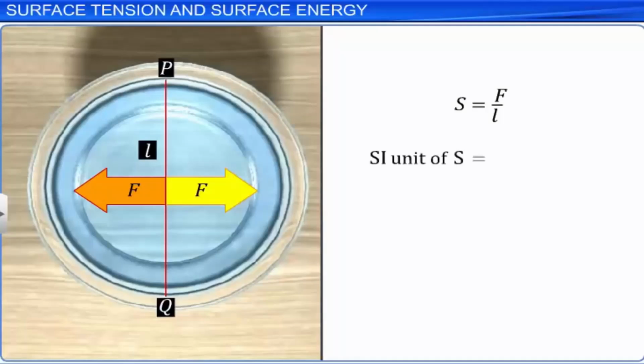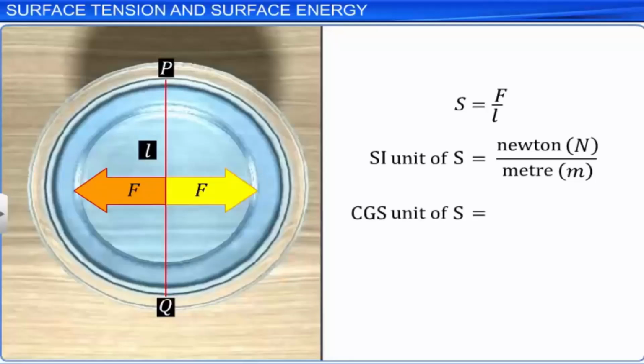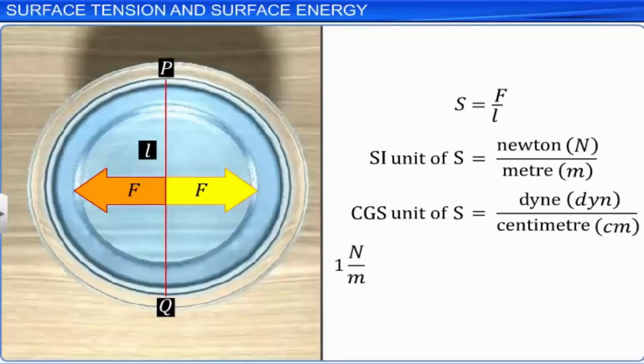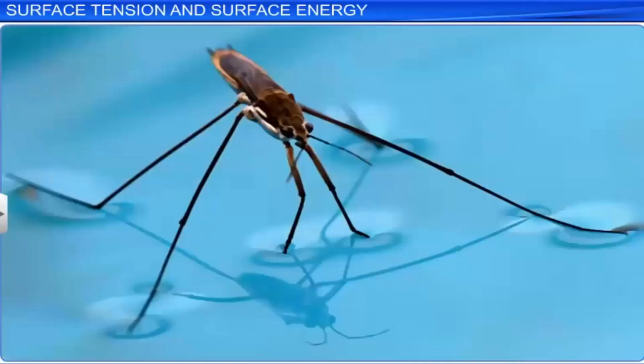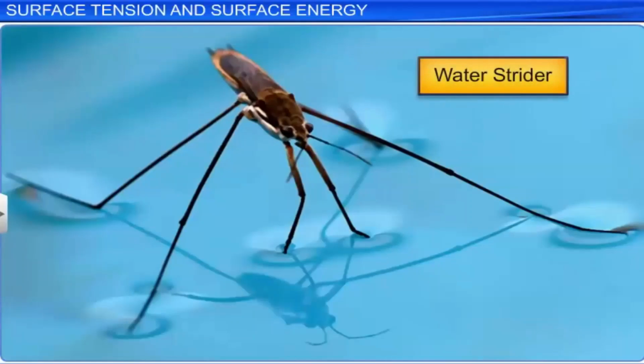Hence, 1 Newton per meter is equal to 1000 dynes per centimeter. There are numerous examples available to illustrate surface tension in liquids. Water striders, a species of insect with long legs, float on still water surfaces without drowning, as the water surface acts as a stretched membrane due to surface tension.